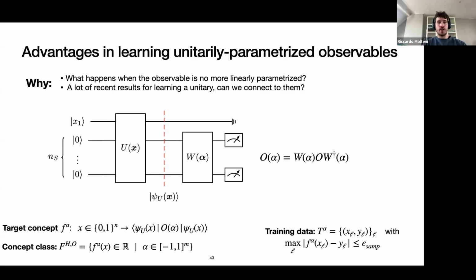So here, we are still given x, which are bitstrings in {0,1}^n. The unitary u of x will prepare a state psi u of x that I will define shortly. We take the expectation value of an observable parametrized by this unitary W, which depends on alpha. Same as before, the concepts are expectation values of this observable, so we have a concept class, and as training data we give evaluations of this expectation value, same as before.